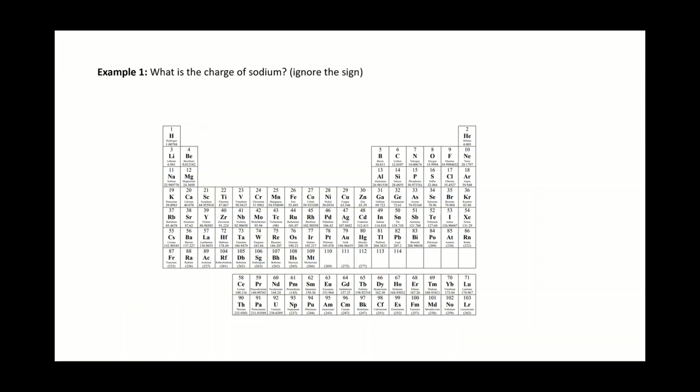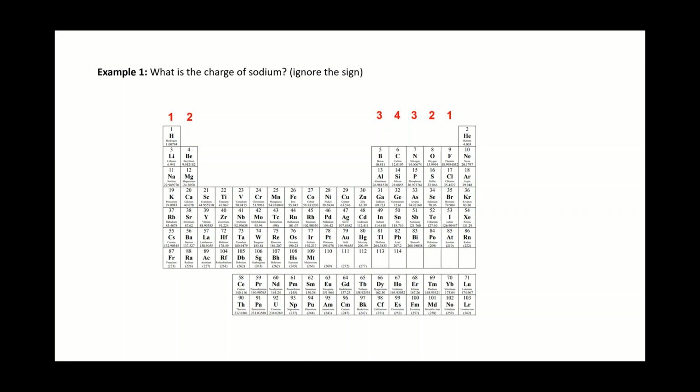Let's take a look at an example. What is the charge of sodium? Ignoring the sign. So the first stage is to take a copy of our periodic table, and this is the same one that we've been using throughout this course, and to add the charges to each of these columns. Now, if you've printed out a copy of your periodic table, I recommend writing these charges above each of the columns.